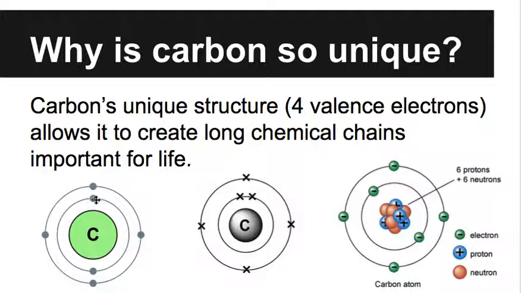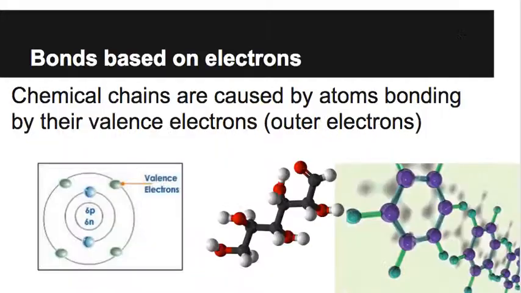So it's unique because it has these 4 valence electrons around the outside of it. And when you have these 4 valence electrons, it allows it to create these long chemical chains. So students that have already taken chemistry will remember this. The valence electrons, the outside electrons, are the ones that are going to react in chemical reactions. And because carbon has 4, it gives it a lot of possibilities. So let's look at that.